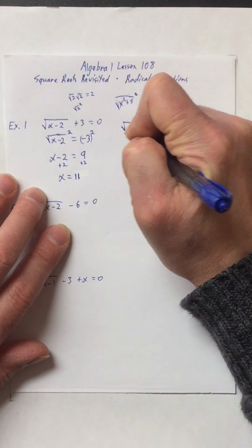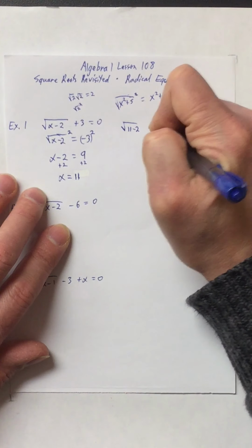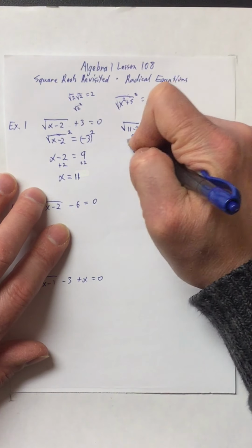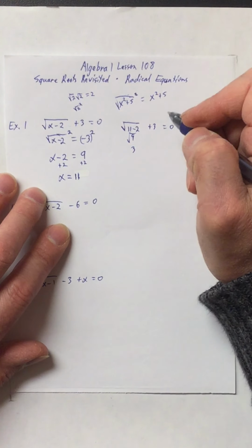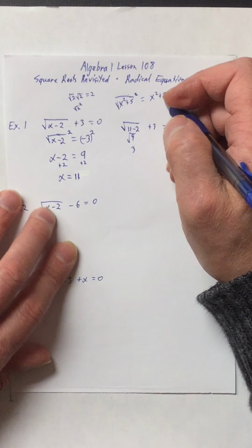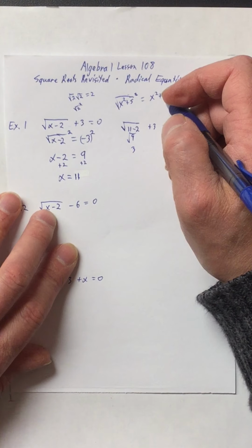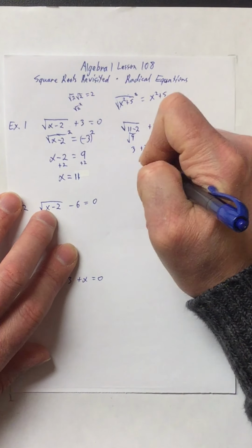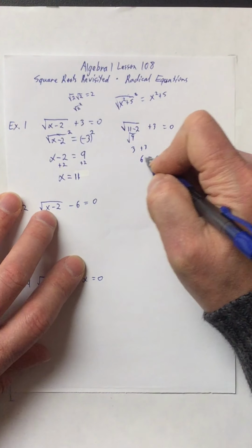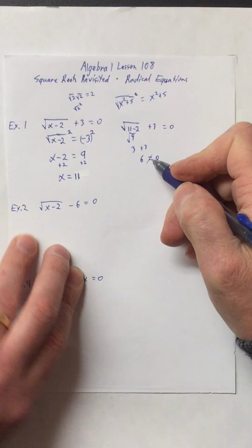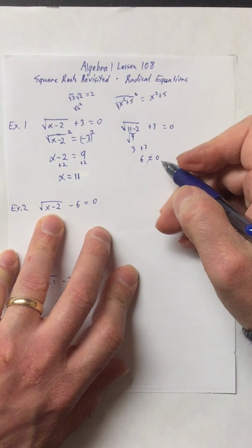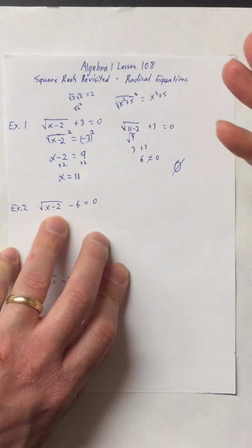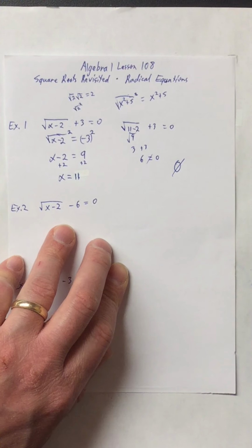We get the square root of 11 minus 2, plus 3 equals 0. All right, so 11 minus 2 is 9. The square root of 9 is 3. So 3 plus 3 is 6 equals 0. This is not true. Therefore, this one is an empty set, or no solution for this equation.